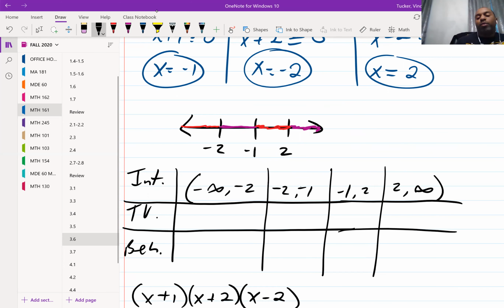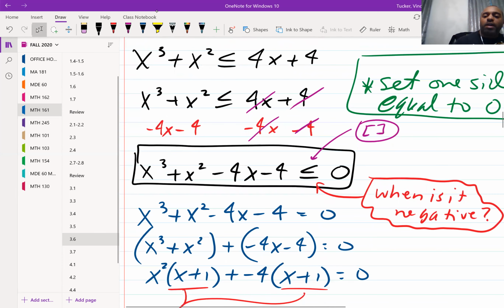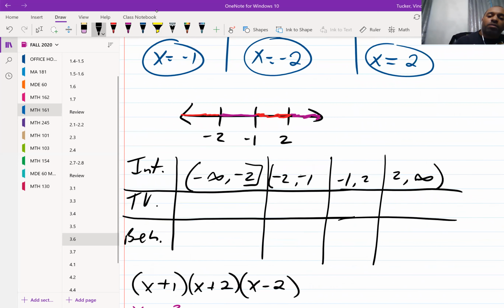So once again, your parentheses will always have infinity signs. This time, because our function has greater than, less than or equal to, that's why I pointed out right here, we're going to use brackets on our numbers.